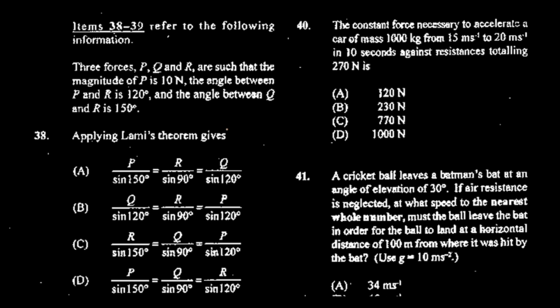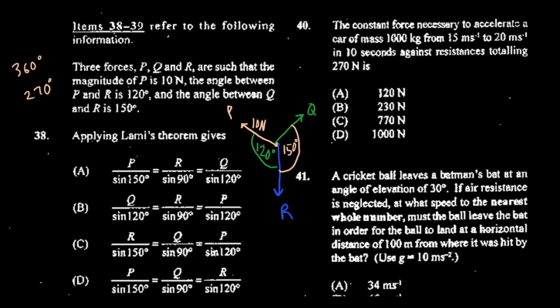So for this particular question, they say we have three forces P, Q, R. So let's say this was P, this was Q, and this here was R. What they're telling us is that the magnitude of P is 10, and the angle between P and R is 120, so between here would be 120 degrees. And the angle between Q and R is 150. That makes it easy for us, right? Because all three of these are supposed to add up to 360. So 120 plus 150 is 270. If we take that away from 360, we are left with 90. So we know that the angle in here is 90 degrees.